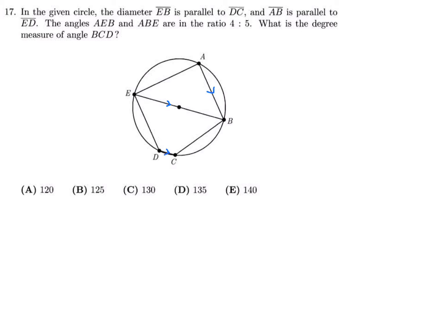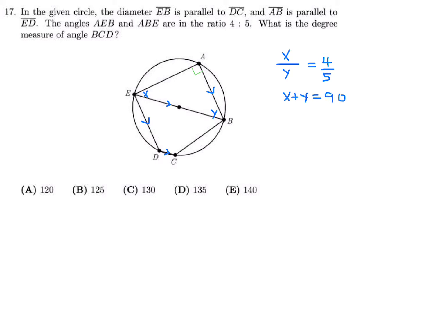So this is parallel to ED right here. And then this angle, let's say, is x and that's y. They tell me that those two angles are in the ratio 4 to 5. Well, this is a diameter. So that means that this angle must be 90 degrees. That's a rule. Any angle made within a semicircle will be 90 like that. So that means x plus y is 90.